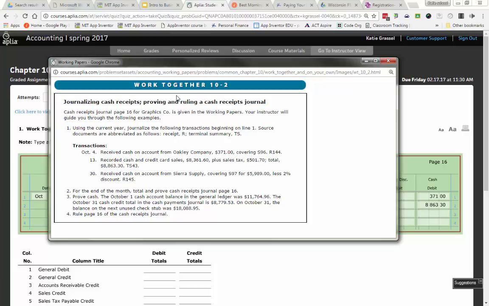Now, I need to calculate my sales discount. Would you agree? So I'm going to take 2% of that number and put that in my sales discount column. So now we have a new account. We have always had the account sales. Sales is a revenue account, it has a credit balance. I now have two new accounts, sales discount and sales returns and allowances. Those are contra accounts of sales, meaning sales has a credit balance. Those two accounts are going to have a debit balance.